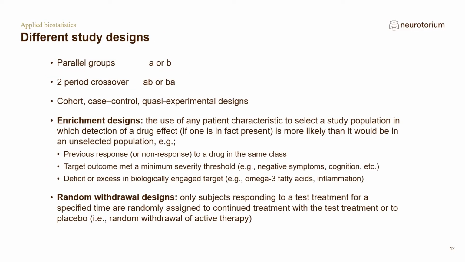confounded. You could use an enriched design, making the decision to study only a subgroup of patients that are at highest risk for a certain outcome. You could enrich for previous response or non-response. You could look at more severity on your outcome score, for example, as an inclusion criterion to have more room for improvement. Or you could also look at a biological marker.